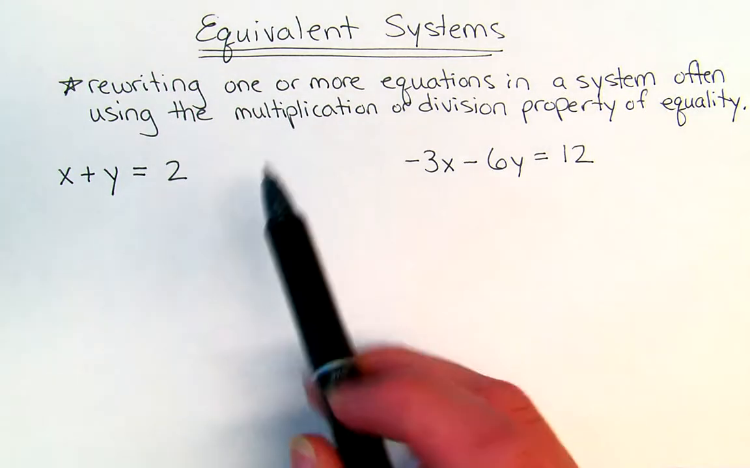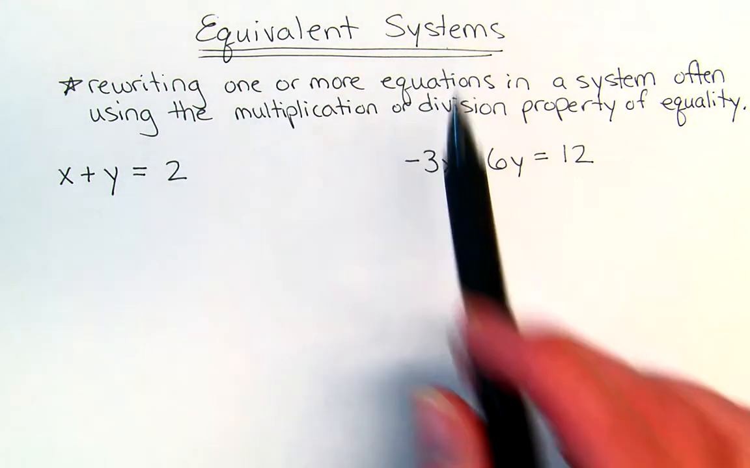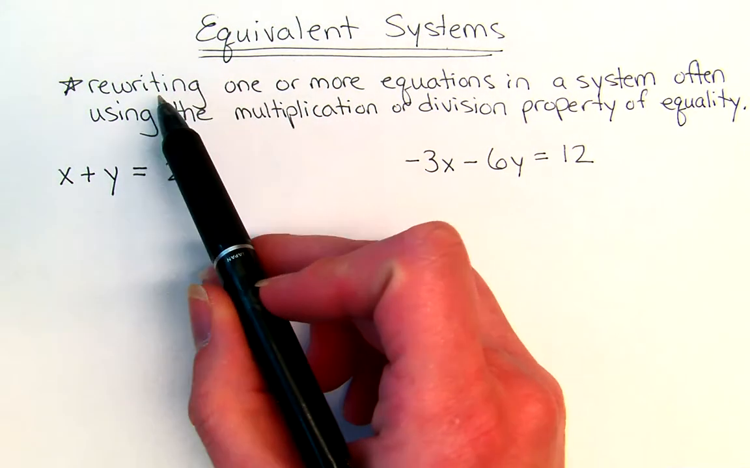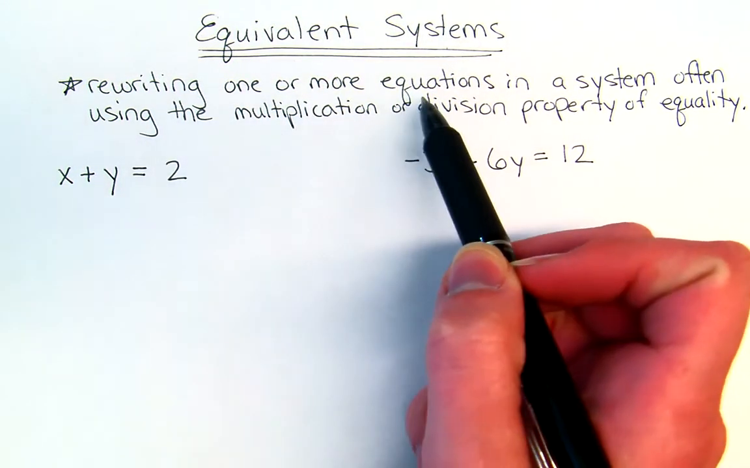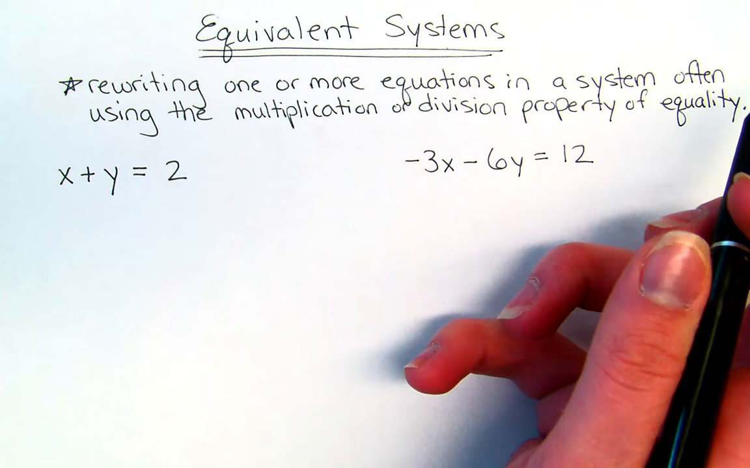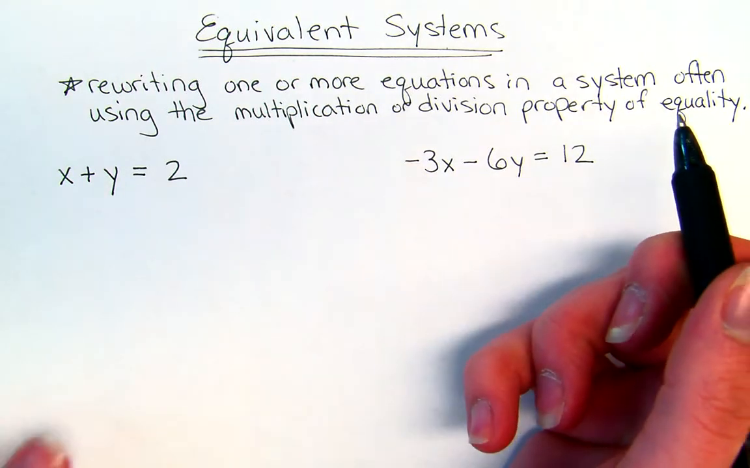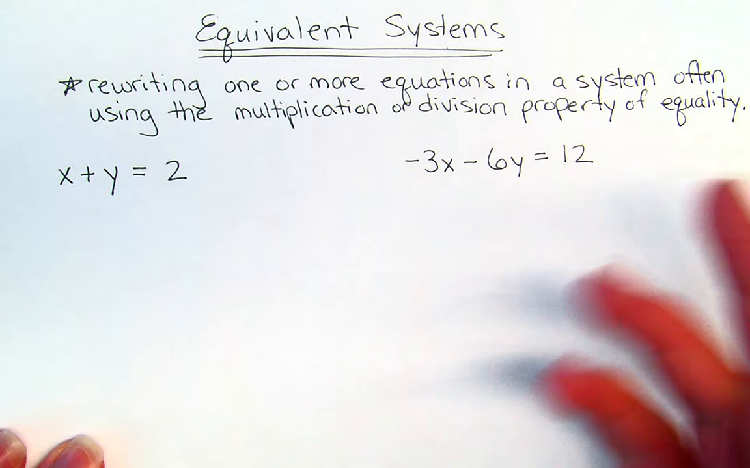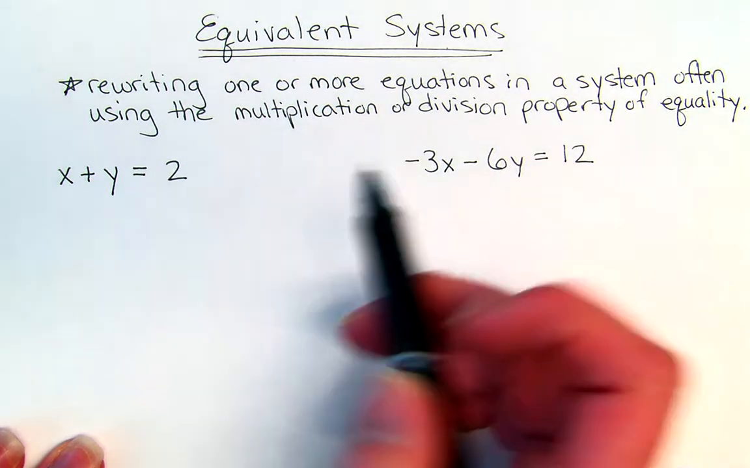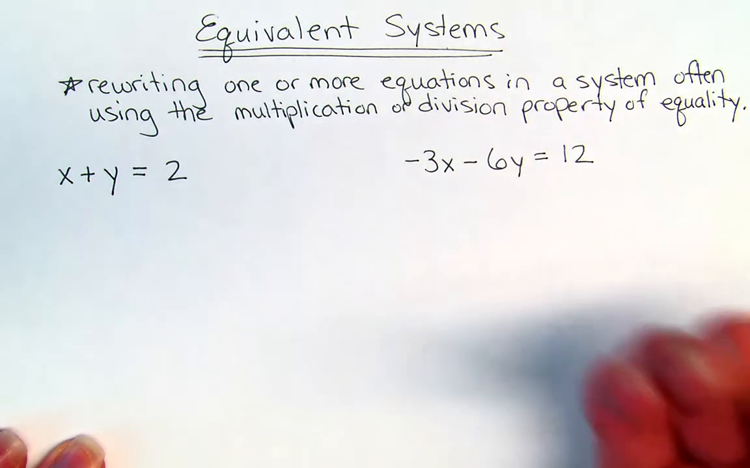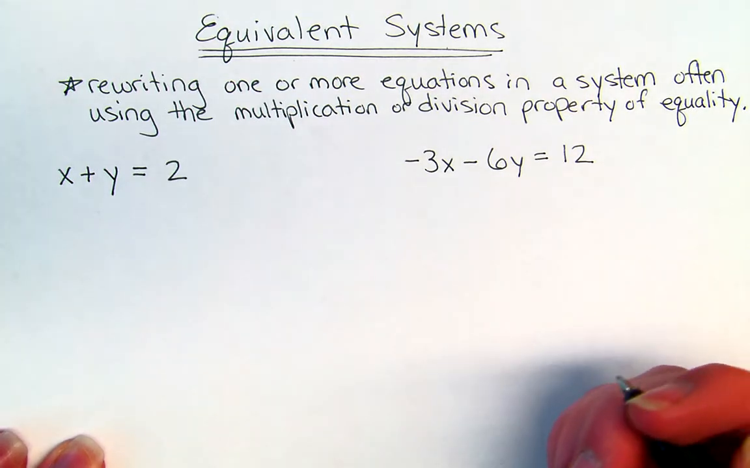Hello, so today we're going to be talking about equivalent systems. What you need to remember is that equivalent systems means that you're rewriting one or more equations in a system, often using the multiplication or division property of equality. So I have a system right here, and I'm going to show you how to use the multiplication or division property of equality to rewrite it into its equivalent form.